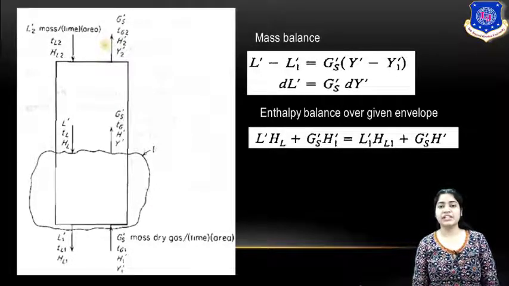GS dash we are taking here. That is the mass flux of dry air. Only air is there; you are not taking into account liquid here. Whereas Y1 dash and Y2 dash: Y1 dash is the inlet concentration of your moisture, that is the humidity in your gas, and Y2 dash is your outlet humidity.